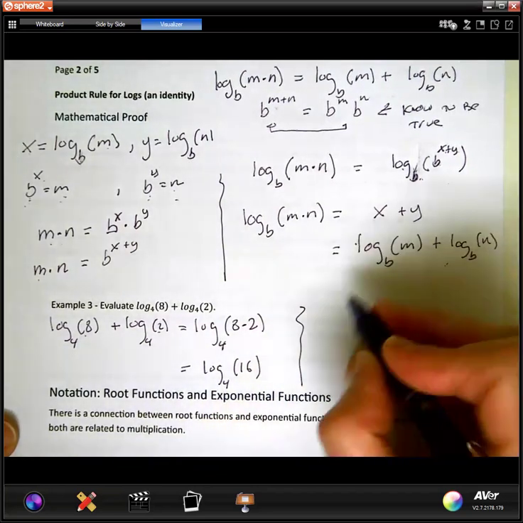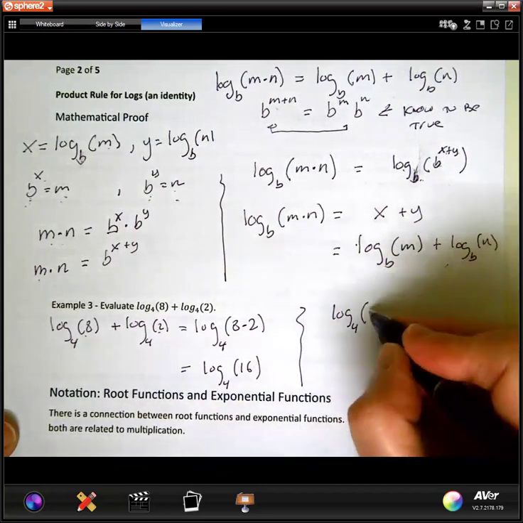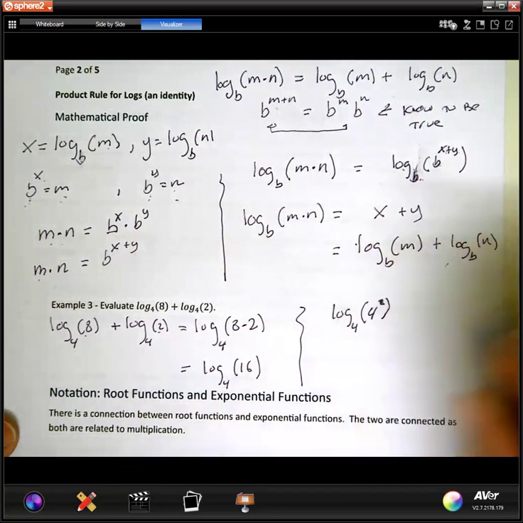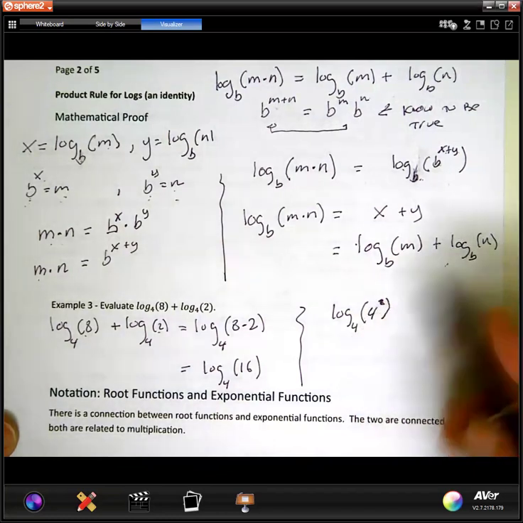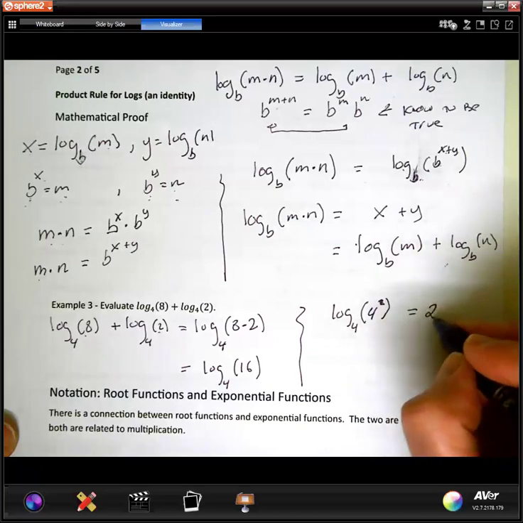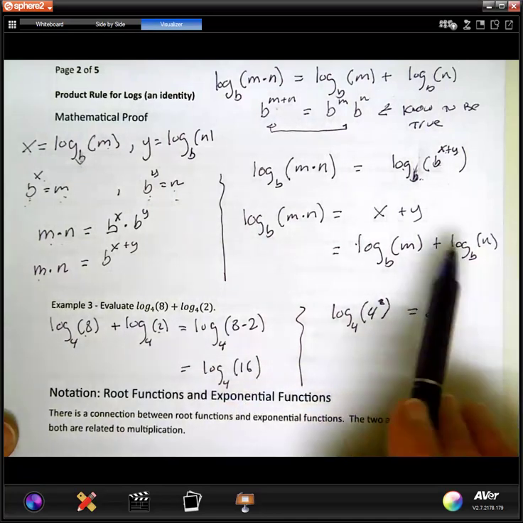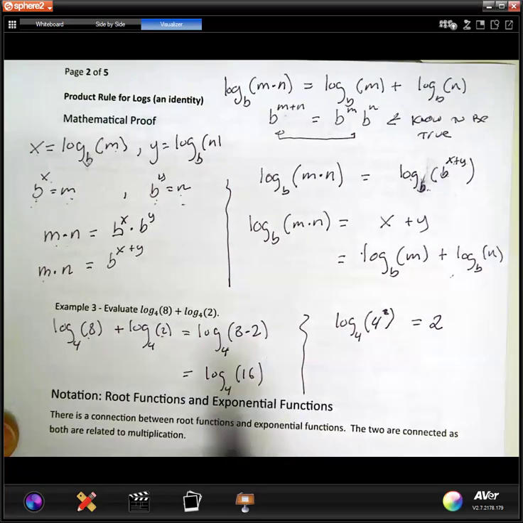And what is log base 4 of 16? Well, 16 is really 4 squared. Now recognize that log base 4 and 4 raised to the second power are inverses of each other, so the output is 2. Okay. So again, we're going to use this product rule to manipulate some expressions.